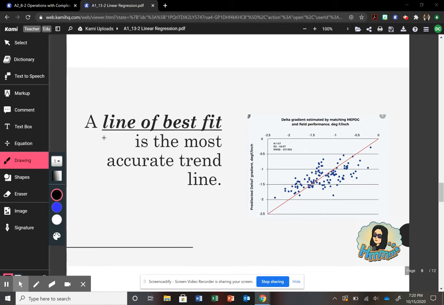All right, so here is a line of best fit. I took this picture from the internet and it shows a pretty good correlation here. What this means is a line of best fit. It is very similar to our trend line, except the line of best fit is the most accurate trend line. And we use a calculator to find out the most accurate trend line.